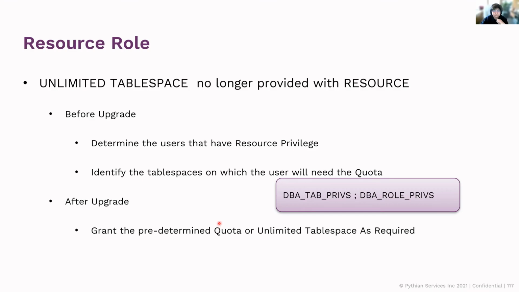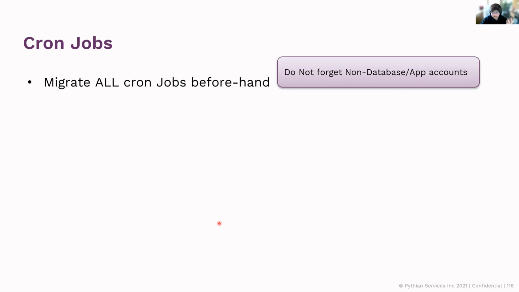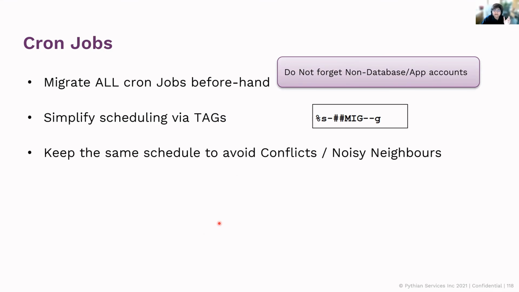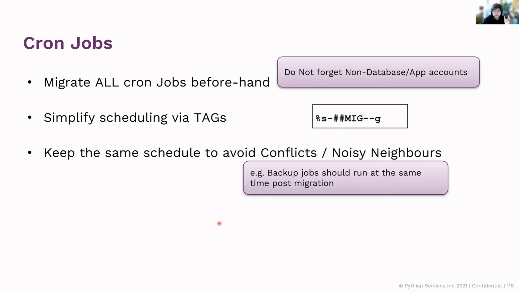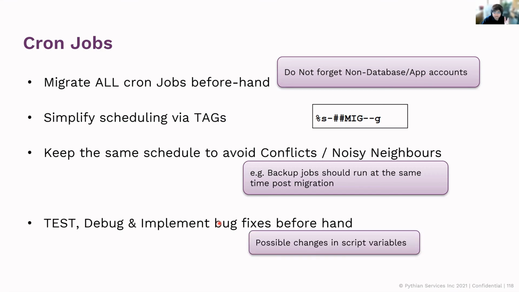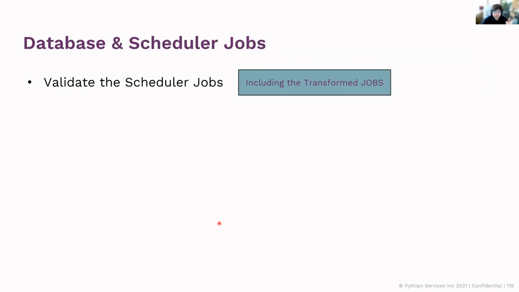So that's important. Again, cron jobs, do not forget the non-database and application accounts. At times on the servers, you've got all these extra accounts. So you've got to be careful about them as well. Simplify your scheduling via tags. Keep the schedule, especially, you migrate your cron job, but at times you mix up the schedules. You want your backup jobs to be running at the same time. Things like that, small things. Test and debug, make changes to your cron jobs beforehand so that you don't run into problems during the migration day. Similarly, database scheduler jobs.